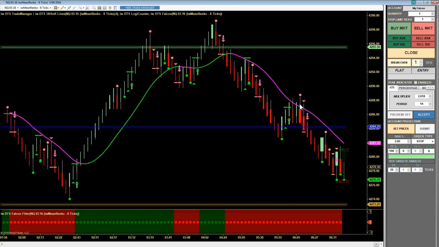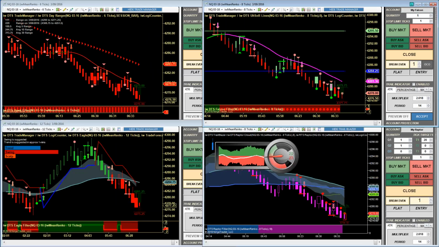Now, not all signals are created the same. You're going to see that some of these signals print that we don't take because they don't meet our parameters. Essentially, what we're looking for is confluence. So we're looking for the trend line to be the same color, the bars to be the same color, the signal to be the same color, and the filter to be the same color. And that will produce a buy or sell signal for us. But I'll get into that more as we go along.